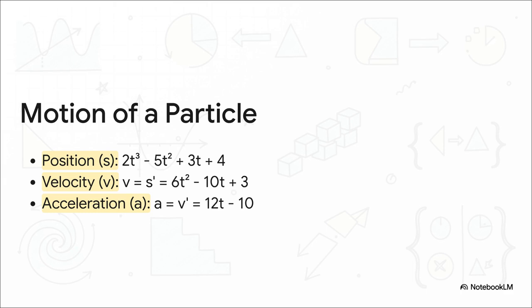So using our new rules, we can just take the derivative of that position function to get velocity, and then take the derivative of that to get the acceleration. We just used our toolkit twice.